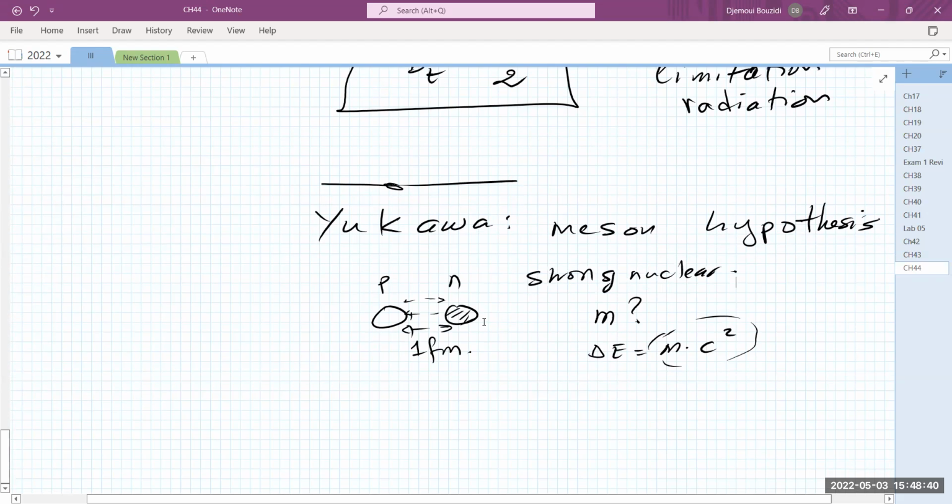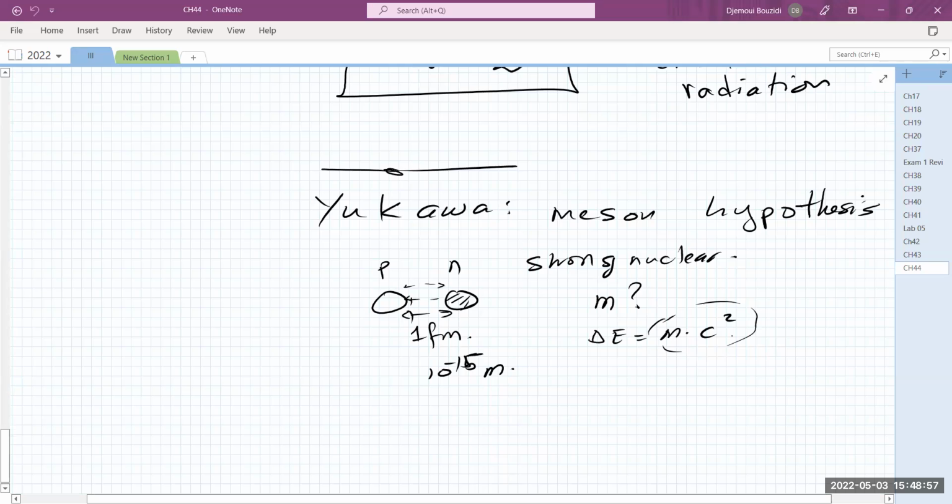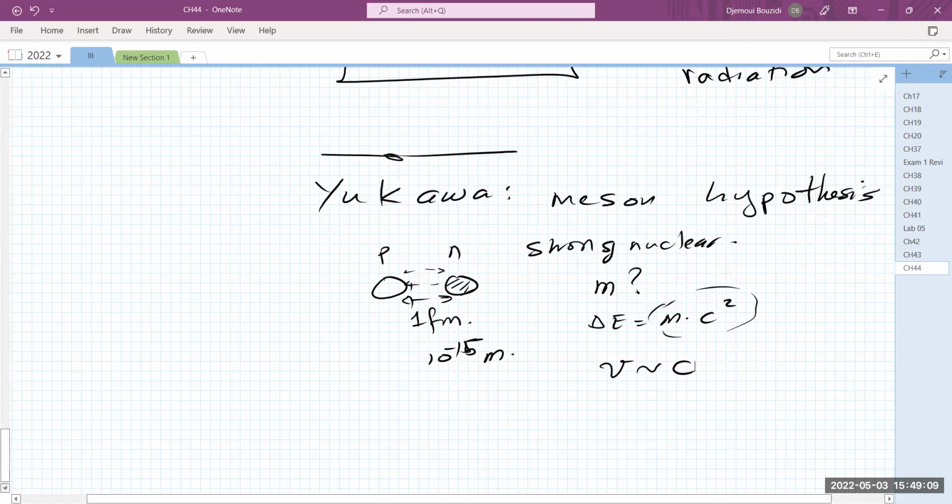So he reasoned the following. The distance is about 1 femtometer, which is 10 to the negative 15 meters, between them. That is what the nuclear force was. Now at these short distances, these particles must be traveling so fast that for all practical purposes, we're going to say their velocity is very close to c, put it c. So the exchange of this particle must happen at the time scale delta T that is of the order of distance divided by speed. Remember, the distance is 1 femtometer and the speed is c.